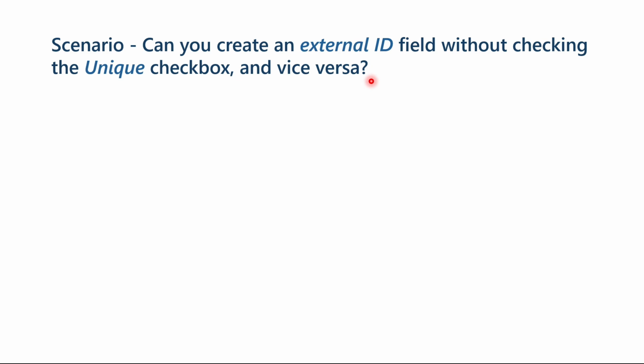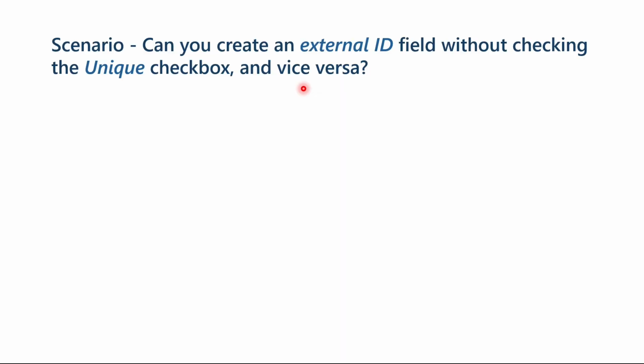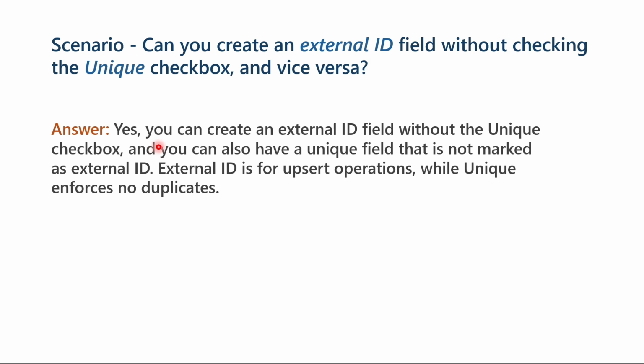Now the question is, can you create an external ID field without checking the unique checkbox and vice versa? So basically, when you create an external ID field, there is one more checkbox below it that is unique. Can you create an external ID field which is not unique and vice versa? Many people have some sorts of random assumptions. They think that these two things go together and they must be checked together to make things work. But the real answer is yes, you can create an external ID field without the unique checkbox, and you can also have a unique field that is not marked as an external ID.